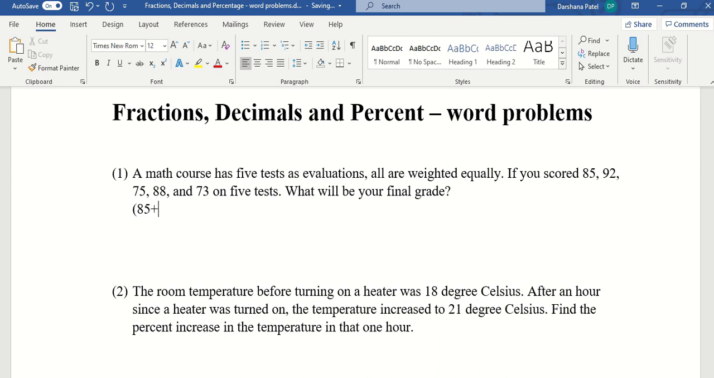So you do 85 plus 92 plus 75 plus 88 plus 73 and then we divide the result by 5. So we add 85, 92, 75, 88, 73. The result we get is 413 and then we divide by 5. So the average you get is 82.6%.